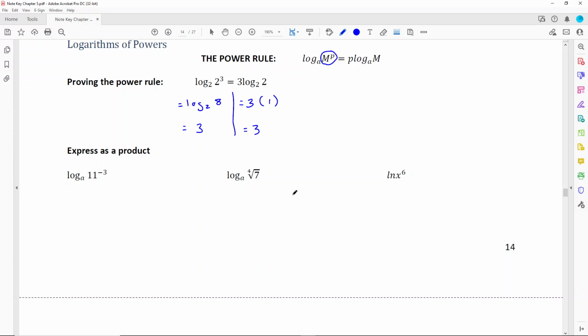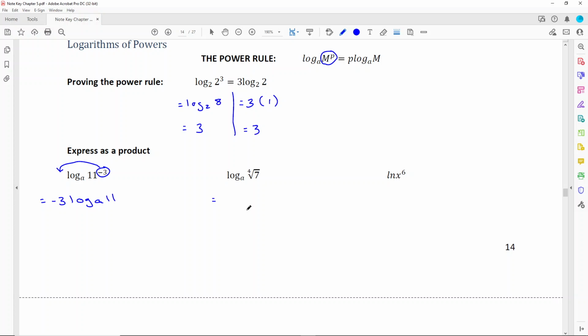So instead of as an exponent, so as a log of something to an exponent, we want to write it as the product of a number and a logarithm. So this first one, again, it's as simple as taking this exponent and just taking it down in front. So this would be negative 3 times log to the base a of 11. Done. Nothing more that I can do. What about this next one?